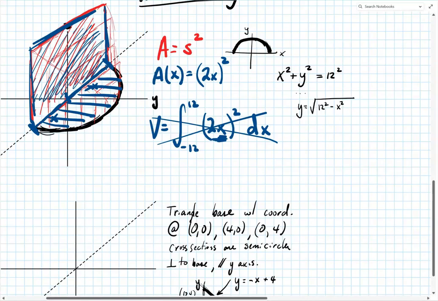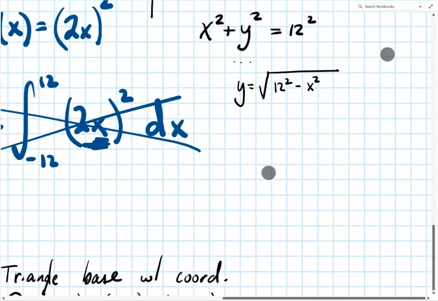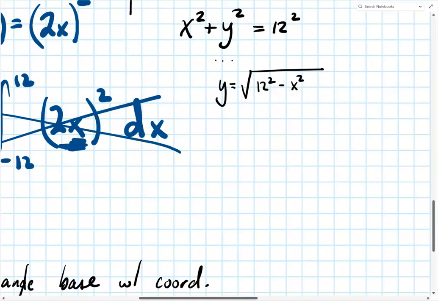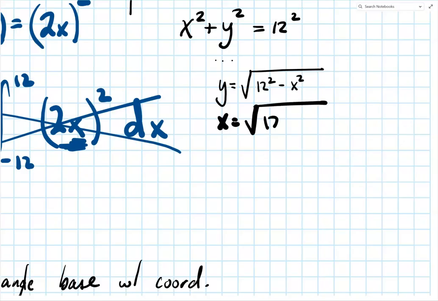Now, we have a function that works pretty well in terms of x. We want to integrate in terms of x, and 2x will represent the radius in this direction of that semicircle. But if we come back to this definition and rearrange it just slightly differently, instead of saying that y is equal to the positive square root of 12 squared minus x squared, what if we go with this version? x is equal to the square root of 12 squared minus y squared.